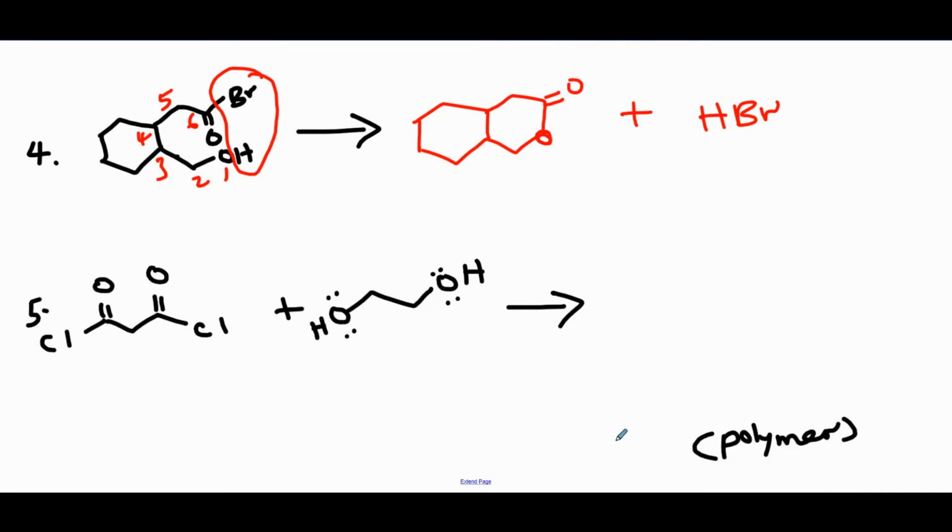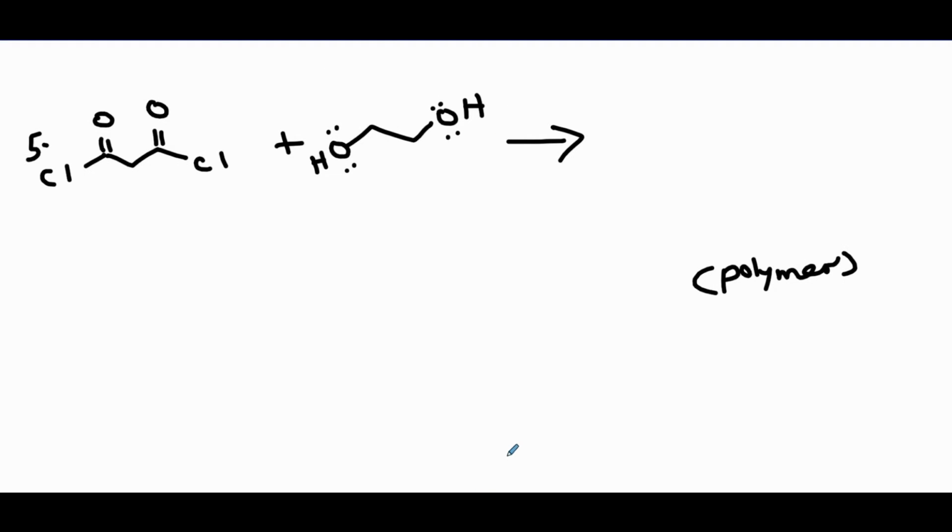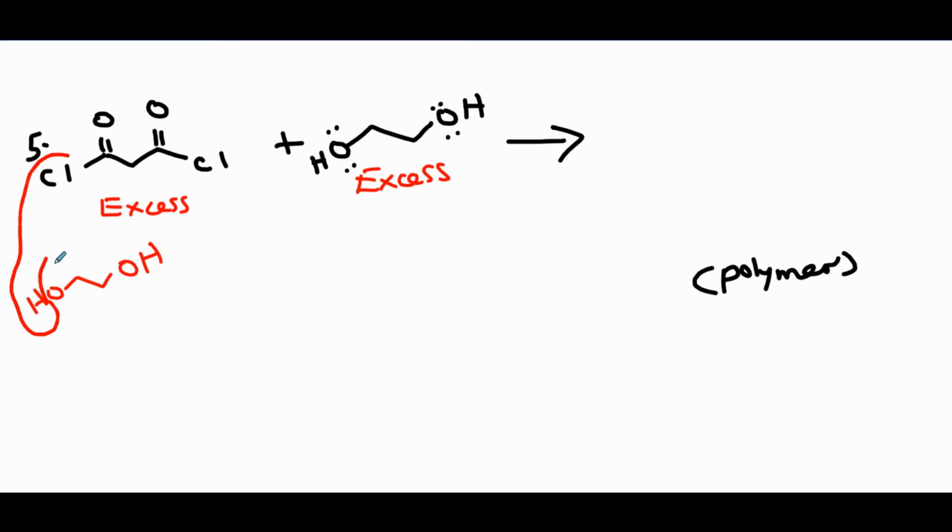Now the last example is slightly different, but it's similar to what we've been doing. Let's assume we have an excess of this guy, and an equal excess of that guy. So this guy will react from this side, and another molecule of the diol will react on the other side, and so on and so on. If we pretend you're reacting from both sides, you're going to end up with a polymer. But again, it's just as simple as saying H and Cl will go, H and Cl will go.